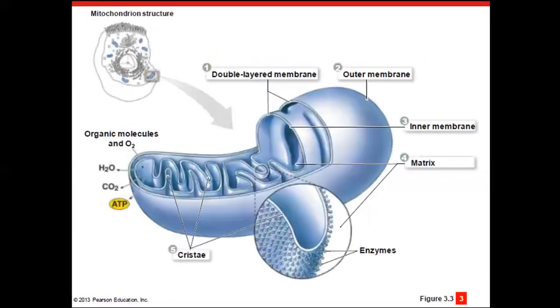So here's a mitochondria. There's the outer membrane and the inner membrane. And that inner membrane then folds. And those folds are called cristae. Those folds increase the surface area to maximize the movement of everything needed and production of enzymes that are needed to produce ATP. So it's really important.